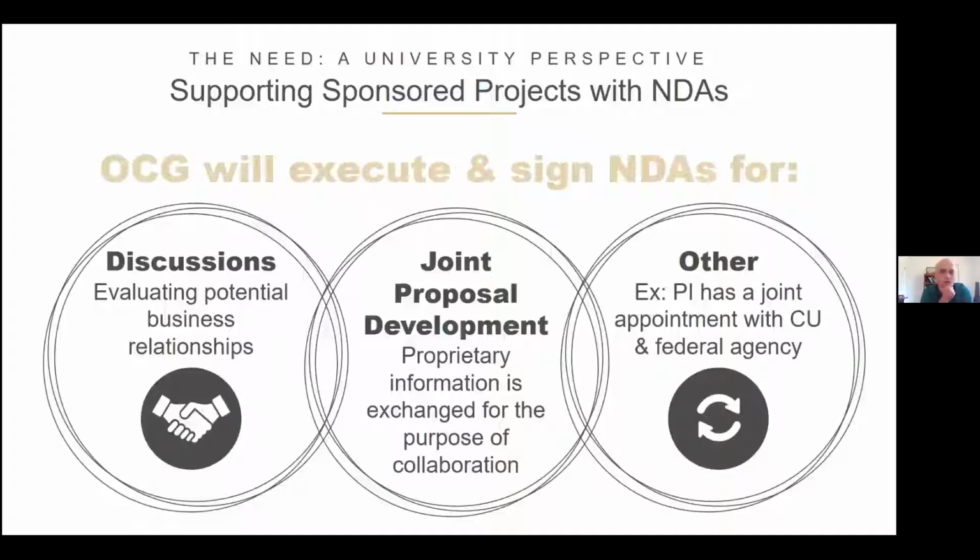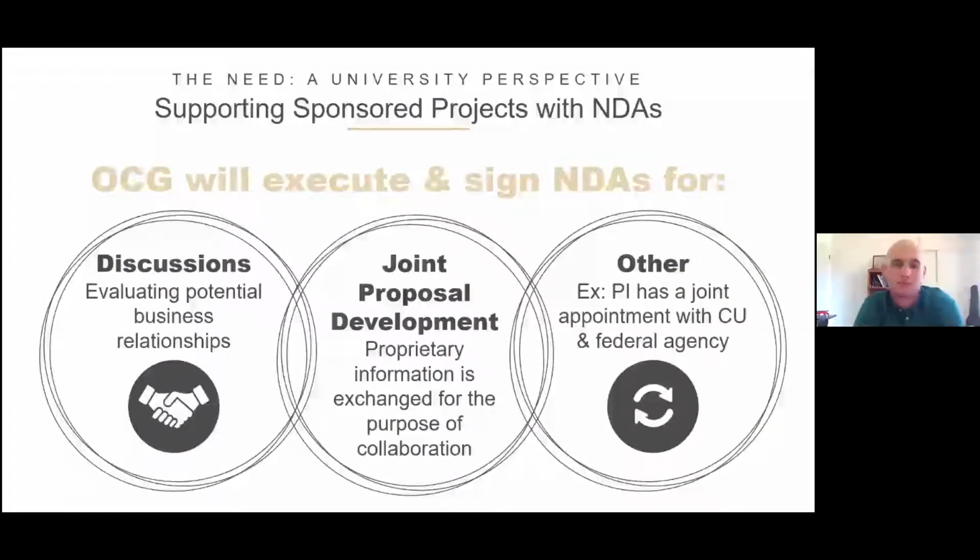We like to refer to these as strictly relationship building NDAs. There are some fringe cases, you can see this other bubble, where we sign NDAs for purposes outside of these two, but they're rare and require a ton of internal coordination and additional approvals. The bottom line is if it falls outside of one of these two purposes, we will either treat it as a different agreement type, or it will possibly fall to another department side.